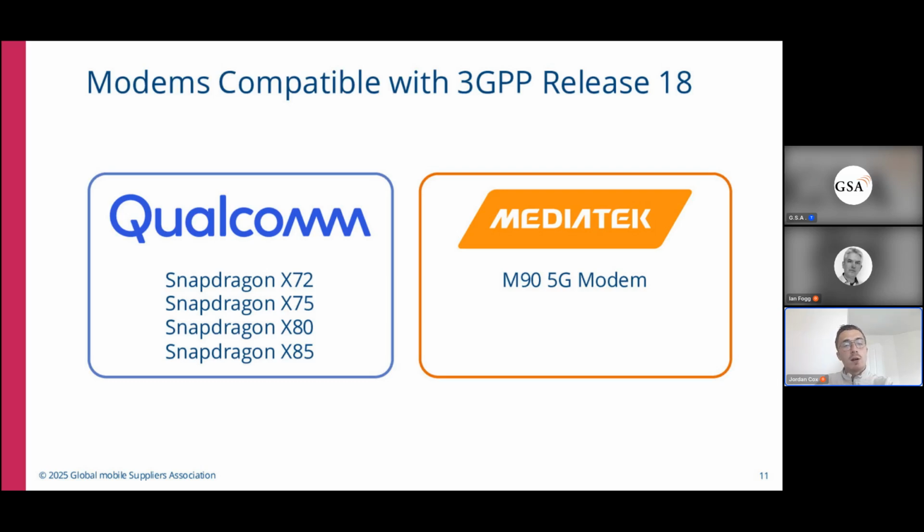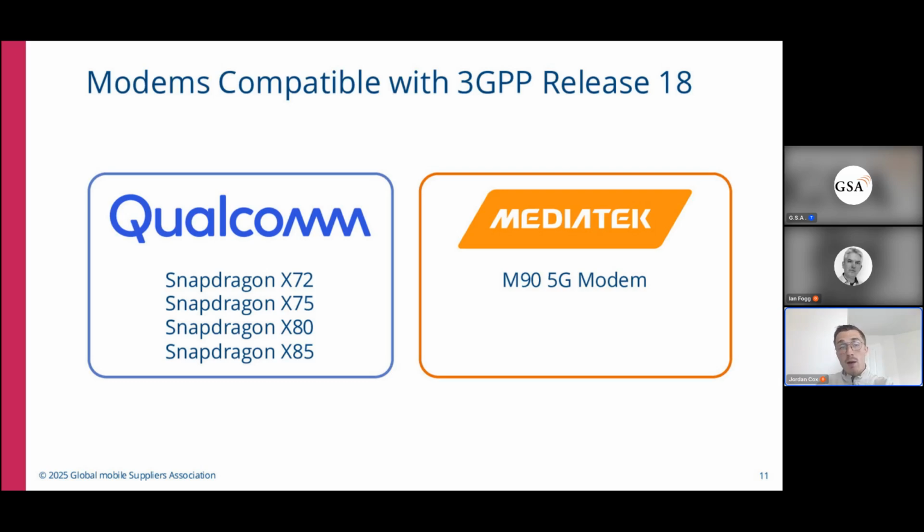So let's now take a look at the devices and chipsets enabling the 5G Advanced ecosystem, starting with modems that support 3GPP Release 18, which is the technical foundation of 5G Advanced. The Qualcomm Snapdragon X72, X75, X80, and the upcoming X85 are among the most high-profile modems to support Release 18 features. And these are designed to deliver improvements in power efficiency, uplink speeds, location accuracy, and latency, which are all core goals of 5G Advanced.